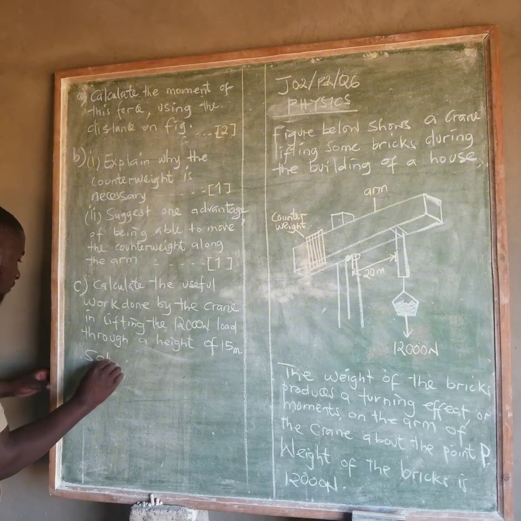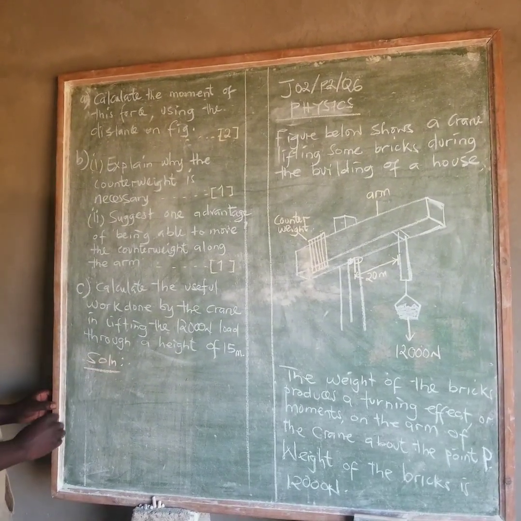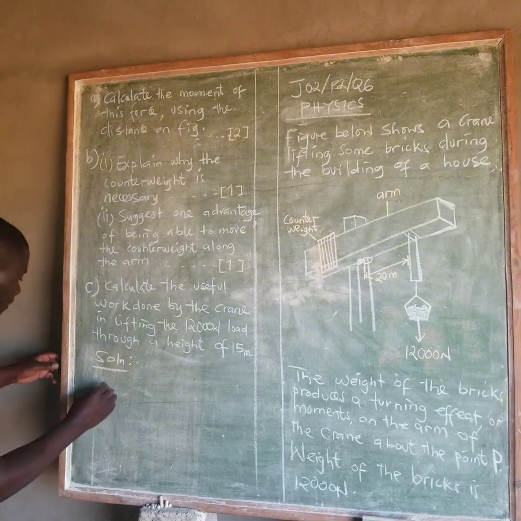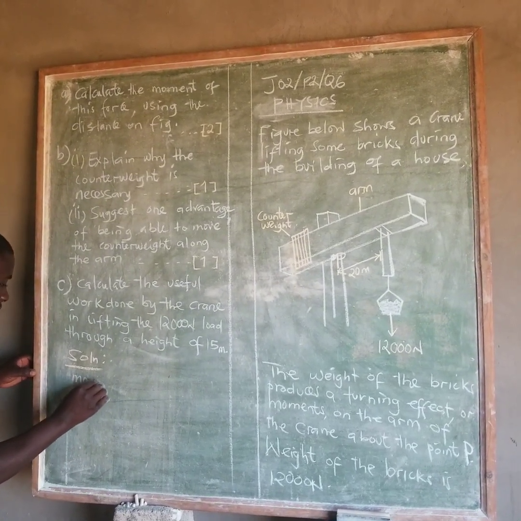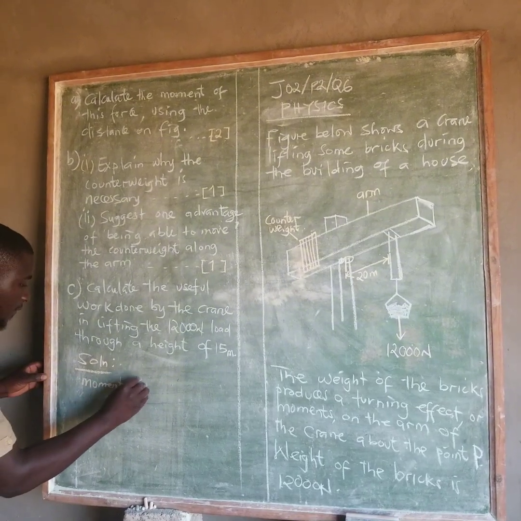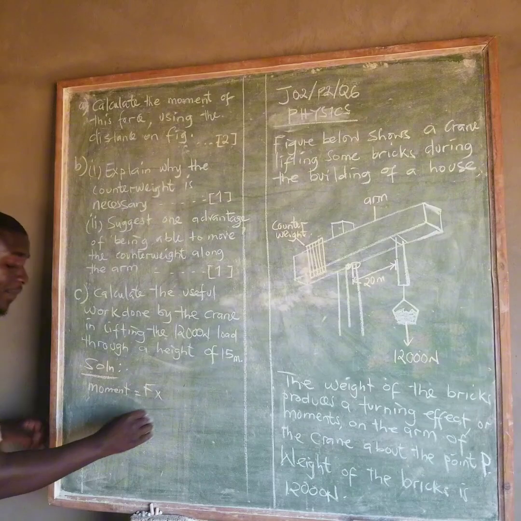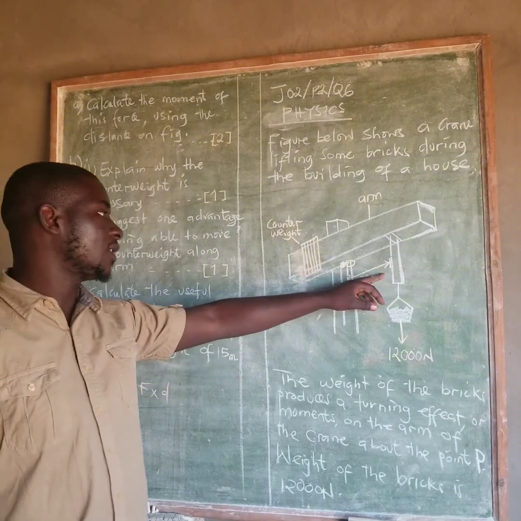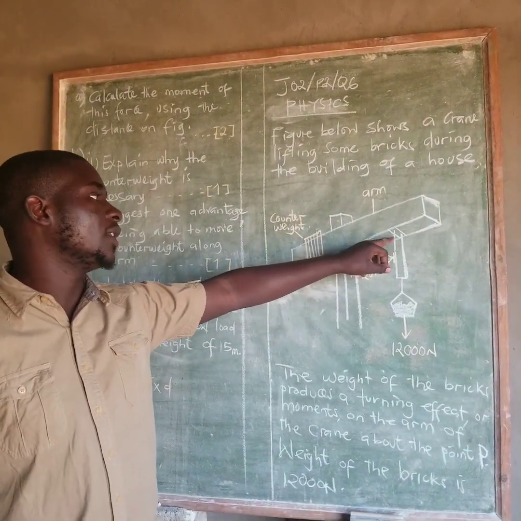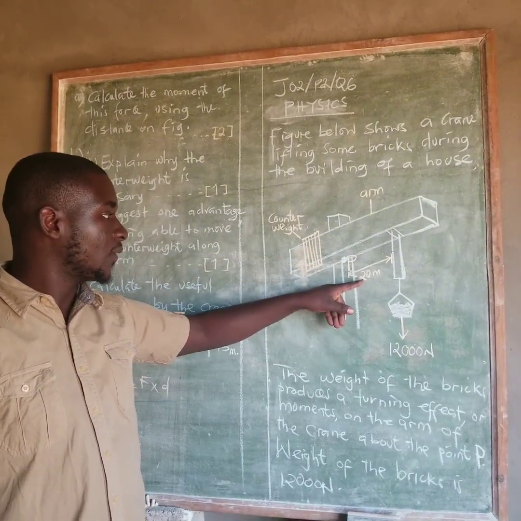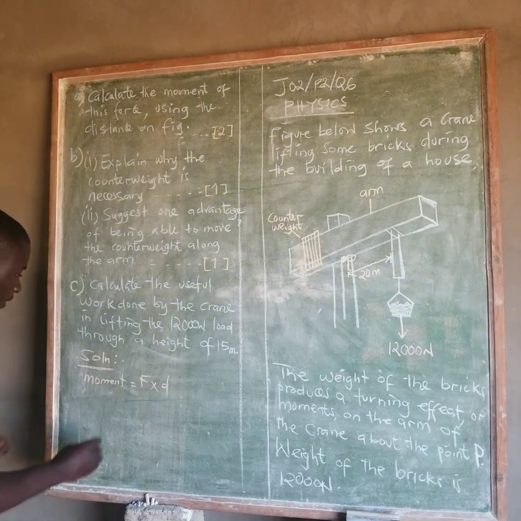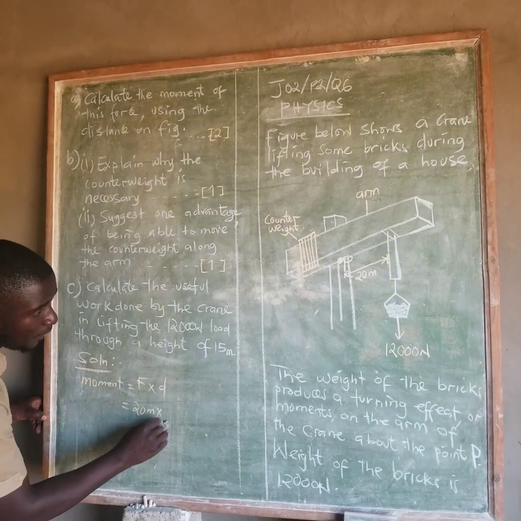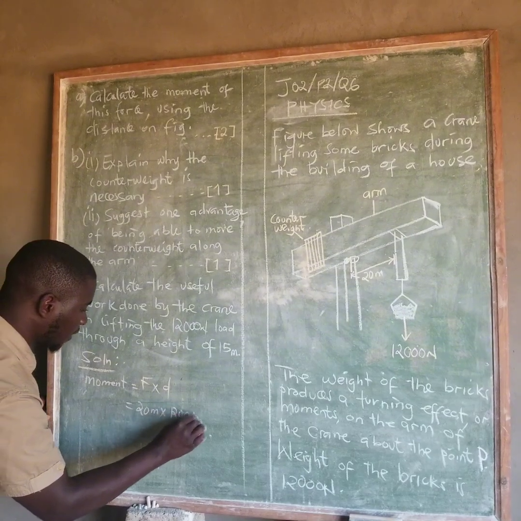So let me see a solution. Turning effect of a force with that distance. So we know that moment is force times perpendicular distance. This is the perpendicular distance. You can see that it's making an angle of 90 degrees here. So this one times the force there. So this is going to be 20 meters by 4,000 newtons.